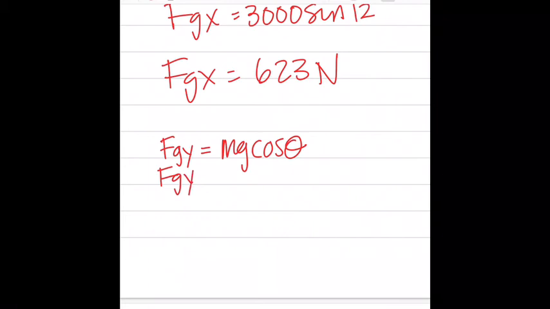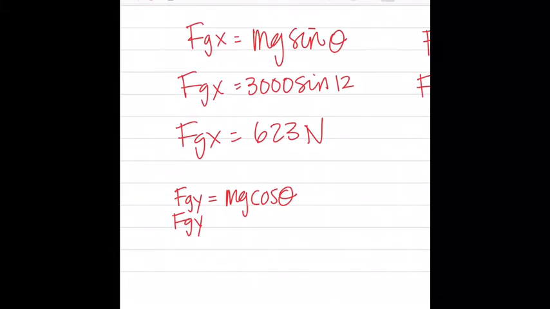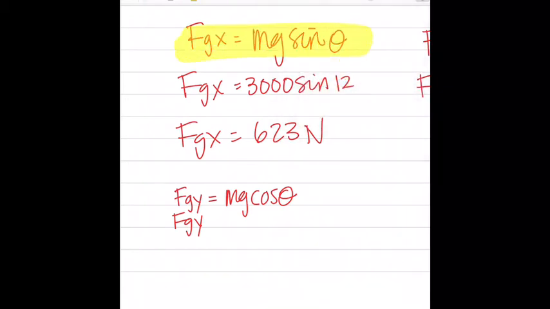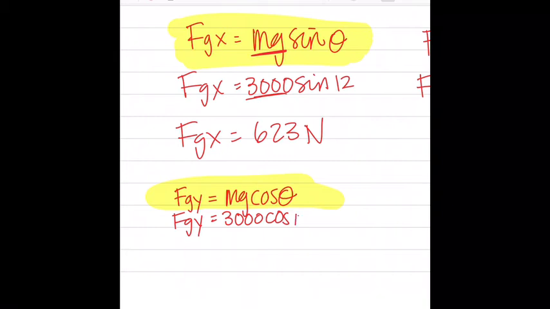So Fg of y is exactly the same as, hold on, I'm going to highlight this for you so you see it. This equation here is really similar to this equation here. The only difference is sine and cosine. And that makes sense because technically Fg of y would be the adjacent side to that angle theta, so it would be cosine because it's adjacent over hypotenuse this time. But just like we used the mg here, we're going to use 3,000. So we're going to do Fg of y is equal to 3,000 cosine of 12. And this equation for Fg of y is always the same.